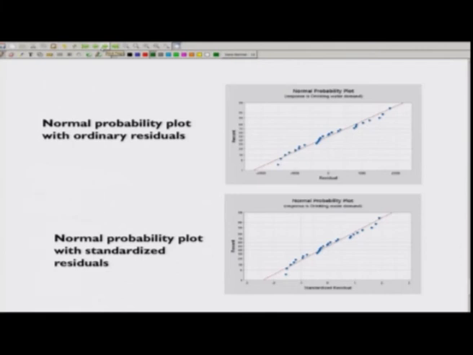Now this is the normal probability plot, and the first figure is based on the ordinary residuals, and the second figure is the normal probability plot using the standardized residuals. You may recall that we had concluded that if all such points, the blue dots, are lying close to the line, nearly on a straight line, then we can be sure that the observations are coming from a normal population. And this is happening in both cases, whether we use the ordinary residual or the standardized residual. So this gives us an assurance that the assumption we have made is correct, that our observations are originating from a normal distribution.